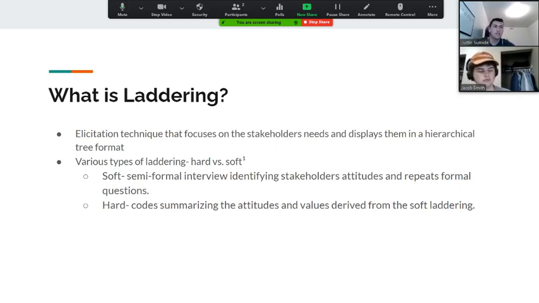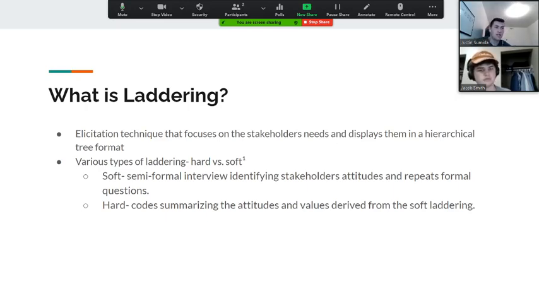Laddering is an elicitation technique that focuses on the stakeholder needs and displays them in a hierarchy tree, or sometimes in a ladder format. The reason it's called a ladder, or the laddering technique, is actually twofold. First, questions are asked in a ladder format. The person asking the questions will start off at a sort of ground level and will continue to ask more advanced questions depending on the input of the stakeholder. This creates the important needs of the stakeholder, and as such they can be displayed as a hierarchy in a ladder, which is the second reason, or a tree, where the most important need sits at the root and the branches come off from that need.